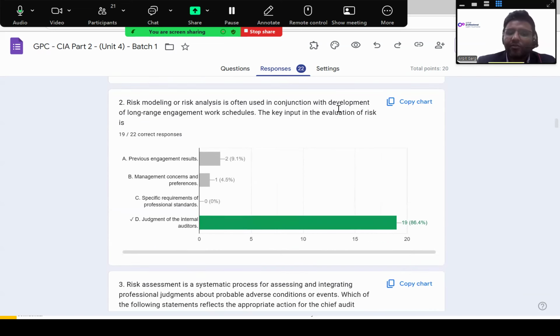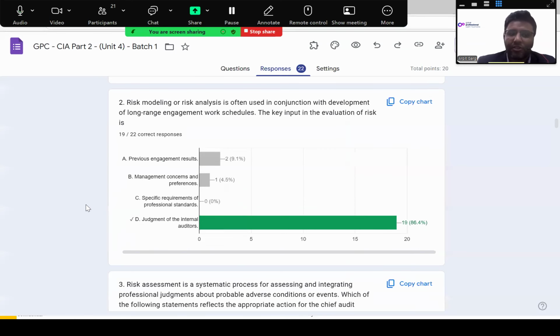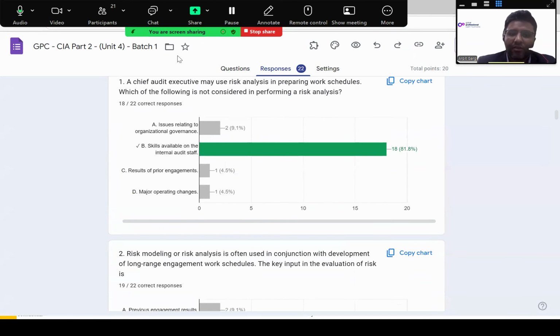I'll move on to question number 2, people. Again, it says the key input in evaluation of risk is what? Previous engagement results, management concerns, or judgment of employer. What did we learn? The key input in the evaluation of risk is employer judgment, right? So D is correct.